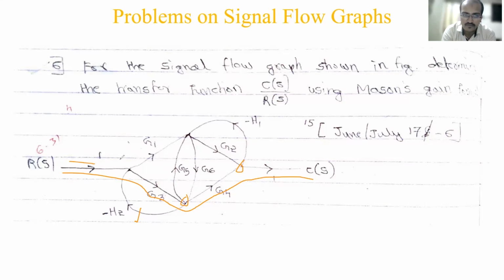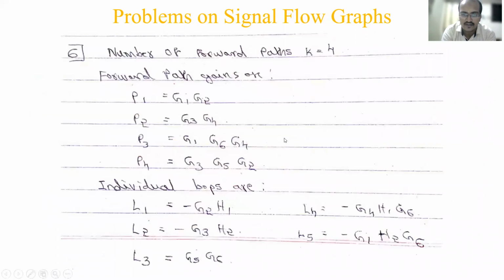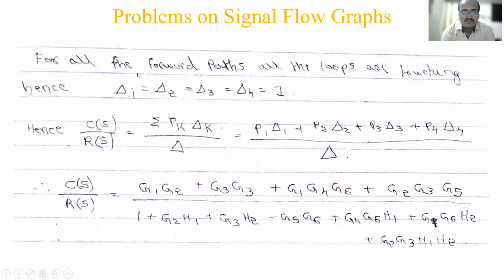Similarly, if you consider the P2 path also, all the 5 loops are touching here. If we consider this loop, it is touching at this node. If you consider this node, it is touching at 2 nodes. This is touching at this node. And even the fourth and fifth are touching. Then if you consider the third loop, not possible. Fourth loop, not possible. So all the loops are touching all the forward paths. That's why you will have all the values as 1.